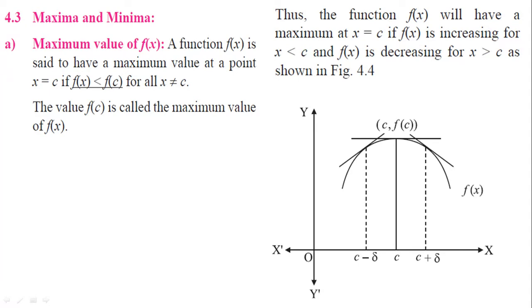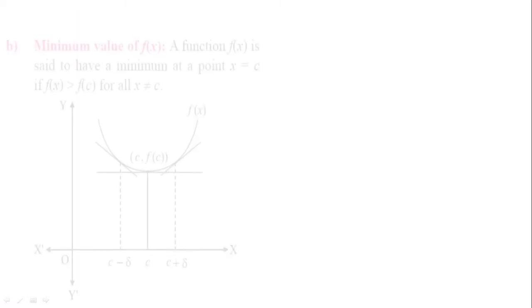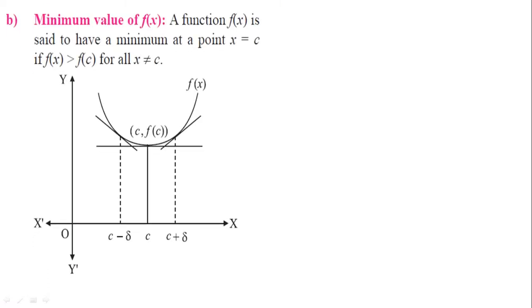Now similarly we will define the minimum value of the function. What is the meaning of minimum value? A function f(x) is said to have a minimum value at a point x = c if f(x) is greater than f(c) for all x not equal to c. It means at the point x = c we get the minimum value. It is shown in this figure: other than c, for all those points f(x) is always greater than f(c), so we get f(c) as a minimum value.